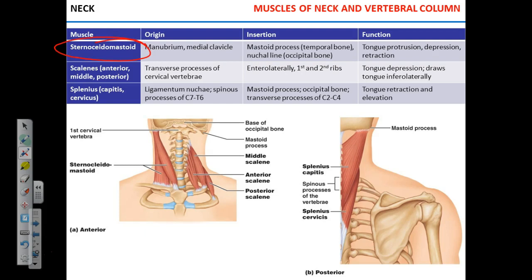The name explains the origin and the insertion. It originates at the sternum and the clavicle, so sterno. And it inserts into the mastoid process of the temporal bone. You can see it very clearly. This, on Birdie, is the large sternocleidomastoid muscle. On the other side, it has number 19. Okay? Does that make sense? The large muscle.